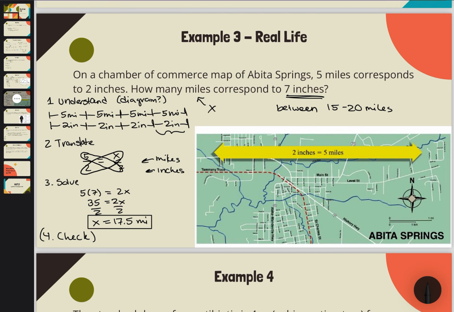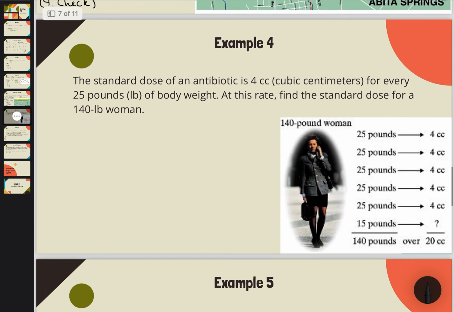So again, you will not break every problem down into these 4 exact steps. You will not draw a diagram for every problem, but sometimes it's going to be helpful. Use the tool if it's helpful. Let's keep on going here, folks.